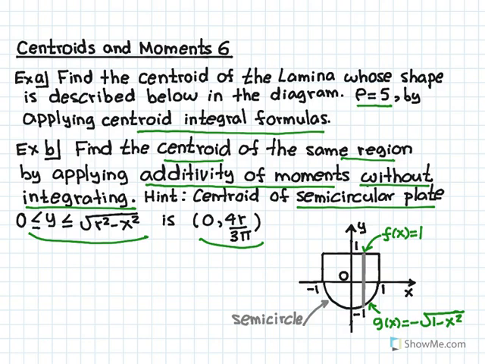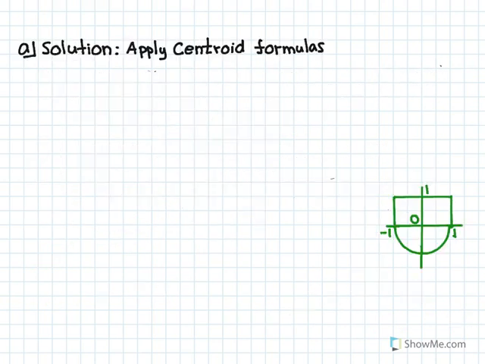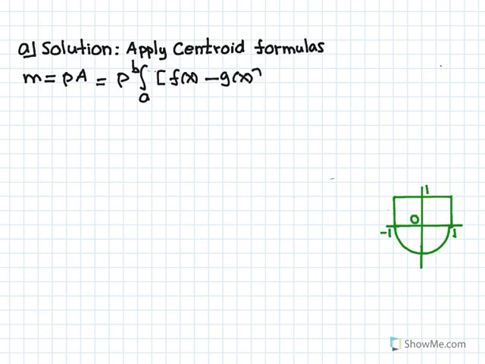All right, so we define the top function, f of x, to be equal to 1, and the bottom portion is the bottom half of a semicircle, g of x, is equal to minus root of 1 minus x squared. So part A, let's apply the centroid formulas. Mass is equal to density times area. Density is rho times integral from a to b. And the integrand is f of x minus g of x dx.